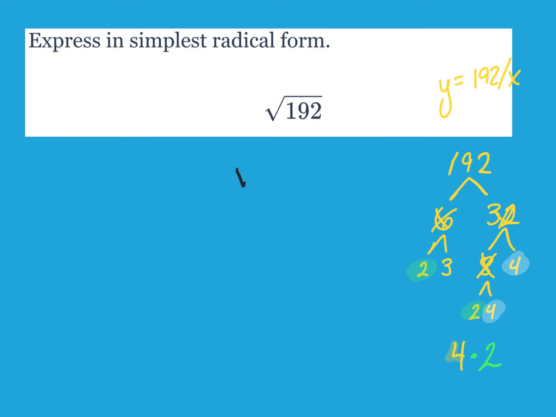So what we end up having is the square root of 192. Outside will be the two numbers that did factor out, which is 4 times 2. Inside will be the number that did not, which is 3. So this is going to be 4 times 2, 8, times the square root of 3.